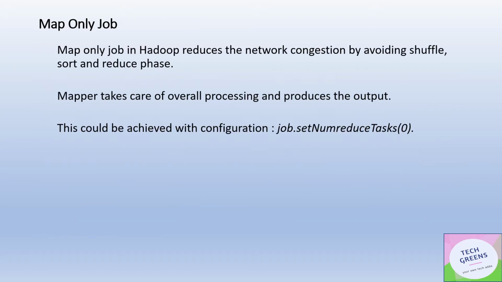So guys, let's quickly conclude what we have seen here. In case of map only jobs in Hadoop, it reduces the network congestion and network overheads by avoiding different phases which come in between mapper to reducer like sorting and shuffling, partitioning, combiner, etc. Mappers take care of the overall processing and produce the output by themselves, which goes directly into the HDFS. And to achieve no reducer or map only job, we can make this configuration as 0 so that there will be 0 reducers in the system.